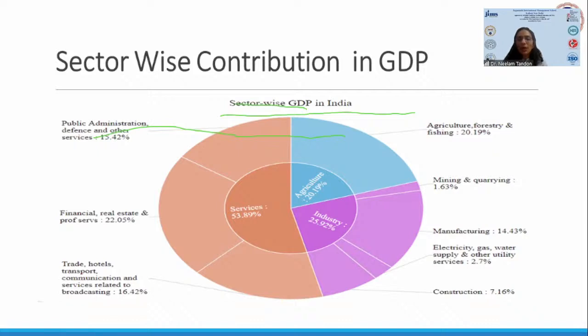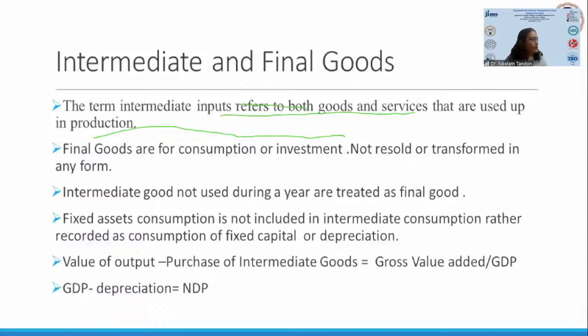So this insight, how did they get? They get it through national income accounting by taking care about GDP of the country, which depicts the contribution of different sectors in the economy. So it helps in policy measures, it helps in terms of supporting a particular sector and so on.